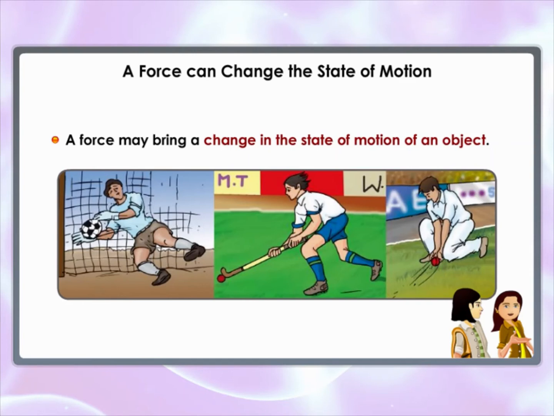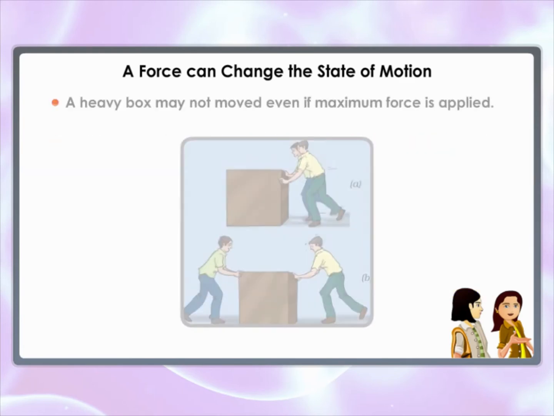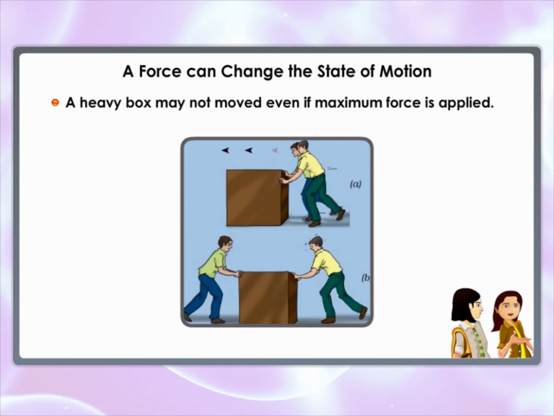A change in either the speed of an object or its direction of motion, or both, is described as a change in its state of motion. Thus, a force may bring a change in the state of motion of an object. Many a times, application of force does not result in a change in the state of motion. For example, a heavy box may not move at all, even if you apply the maximum force that you can exert. Again, no effective force is observed when you try to push a wall.